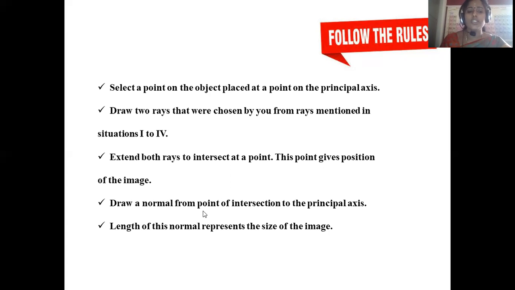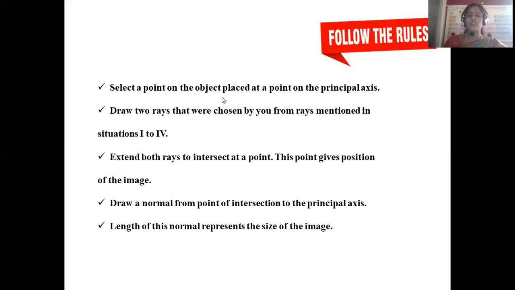And the next is to draw the normal from the point of intersection to the principal axis. Okay, so a dotted line should be extended towards the principal axis in order to connect that intersected point with the principal axis. That is said to be a normal, and the length of this normal represents the size of the image. What normal you are drawing, that will be the size of the image. Sometimes it may be exactly similar to the object, some other time it will be diminished, and some other time there is a possibility of an enlarged one. These are the 5 rules we have to obey in order to get the image in the ray diagram.